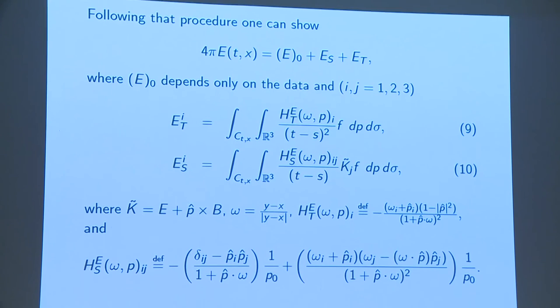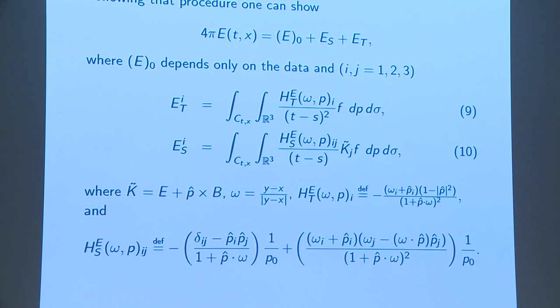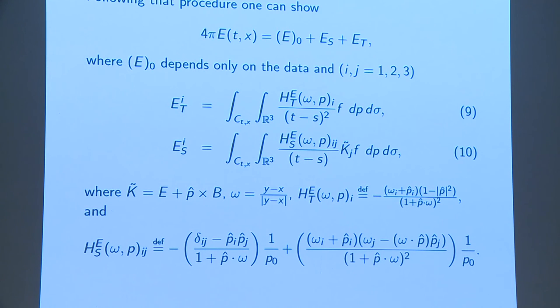omega is the normal again, and then you can write down exact expressions for h_ET and h_ES, and they're right here. So I want to show them to you exactly because they're important to look at, because this is a big part of the problem. So this is h_ET, and it's 1 over (1 plus p hat dot omega) squared in the denominator, and then you have (omega_i plus p_i) in the numerator and (1 minus |p hat| squared) in the other term in the numerator. And then you can split h_ES into this complicated monster. I won't read it to you.